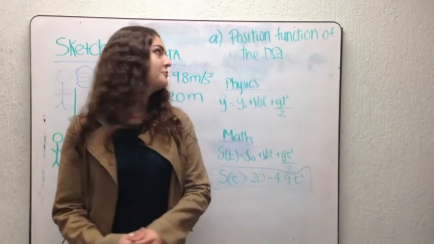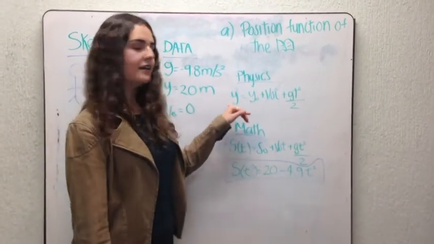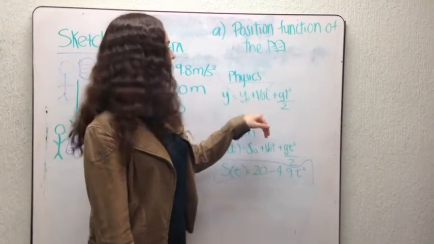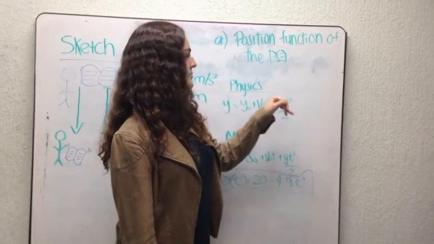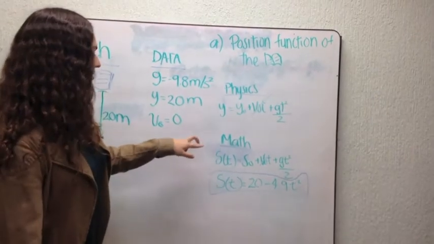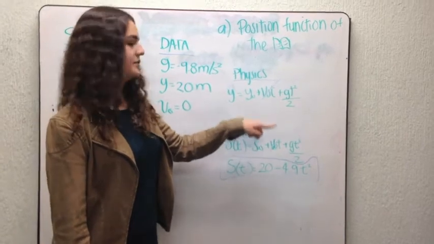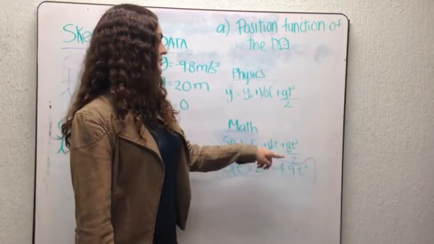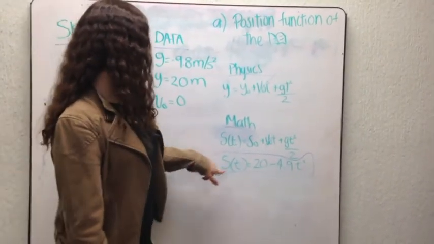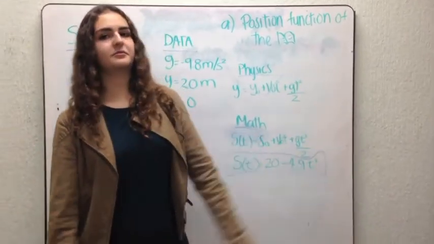The first thing we had to do was find the position function of the book. In physics, the equation is y equals y0 plus initial velocity times time, which is going to be 0, plus gravity times time squared over 2. And in math, it's s of t equals s0 plus initial velocity times time plus gravity times time squared over 2. That will give us s of t equals 20 minus 4.9 times t squared.